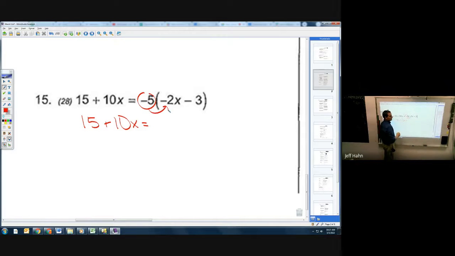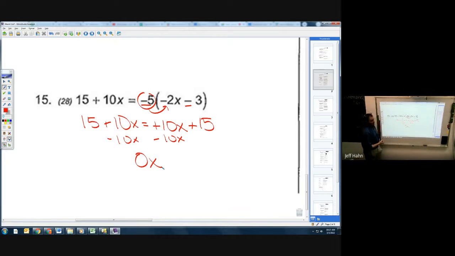Look here. Distributive property here. You get positive 10x. Negative 5 times negative 3 is positive 15. Now, at this point you could see you've got the same exact thing on both the left and right side, but let's not talk about that. Let's just do it the way we do. I move my x's to this side. I subtract 10. I subtract 10. I get 0 x's. Now, when that happens, one of two things is going to happen. Your answer is either going to be no solution or an infinite amount of solutions. It all depends on what you get on the other side.